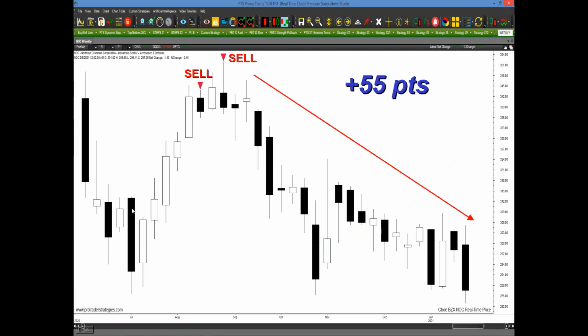Same thing here. Downtrend. We have a large pullback to the upside. 2 sell signals were generated. 55 points coming into this year. Now, this is going back a lot because this is a weekly time frame. And we haven't had, once again, a lot of sell signals as of late.